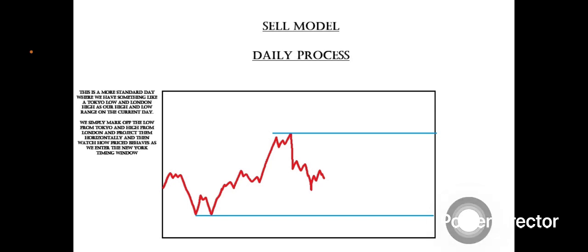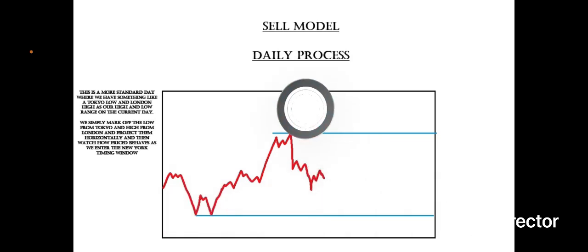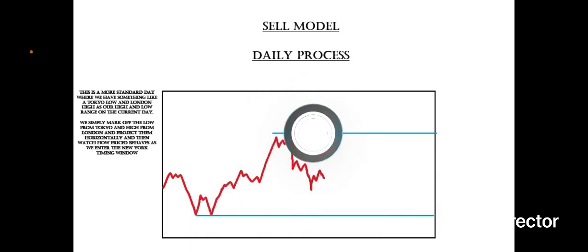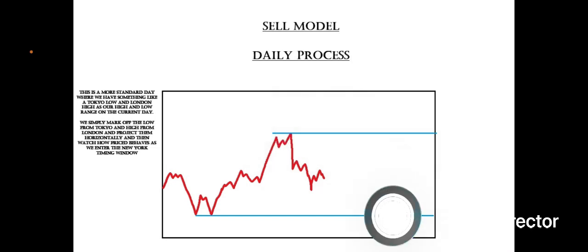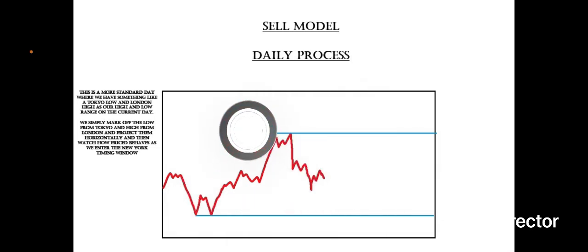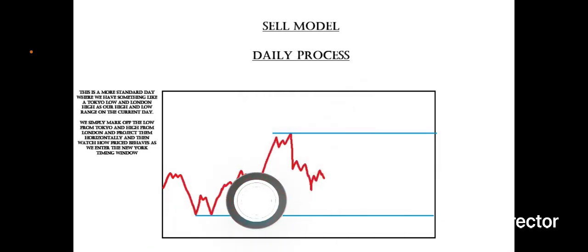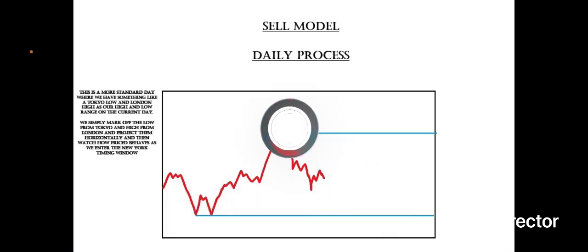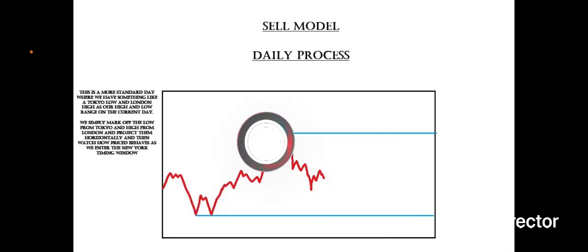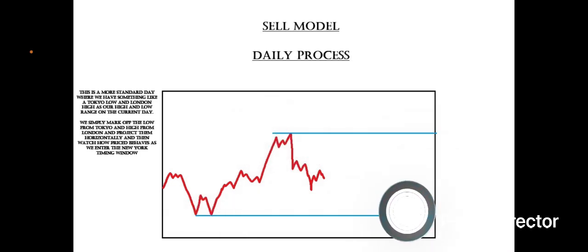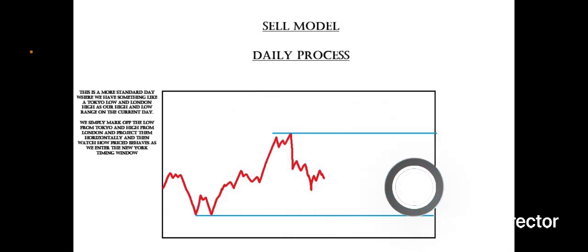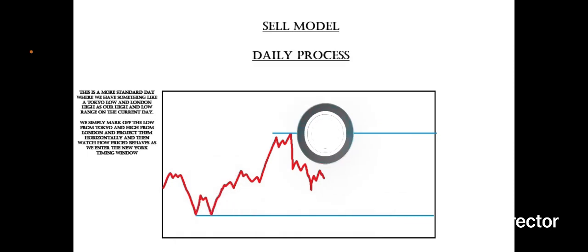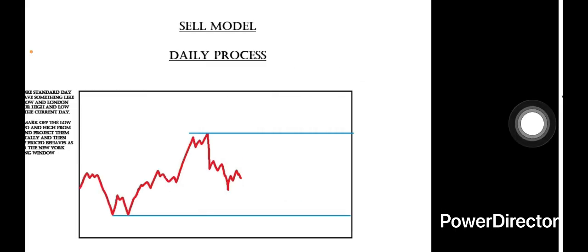This is a more standard type of day where we have something like a Tokyo low and a London high as our box on the day. Okay, that would be our current high and low range on the current day. And we simply mark off these levels, the low of Tokyo and the high from London, and project them horizontally. Okay, train your eyes to move horizontally, and then we watch how price behaves as we enter the New York timing window. All right.